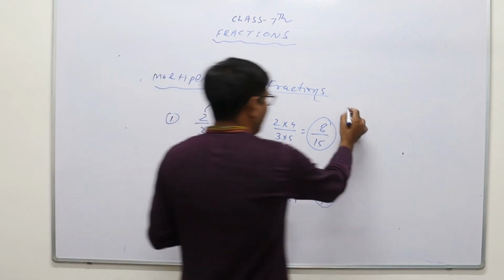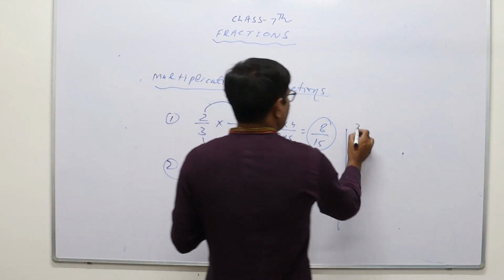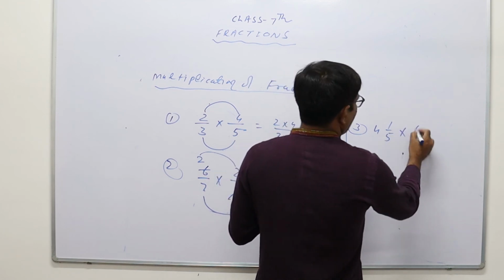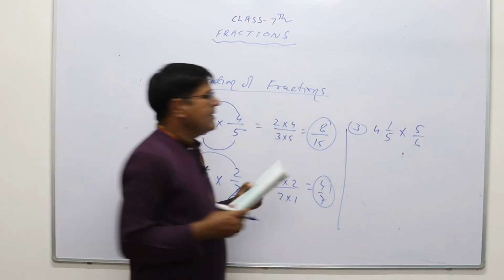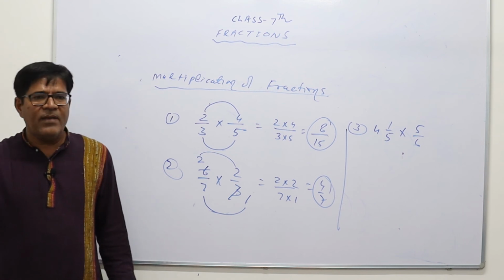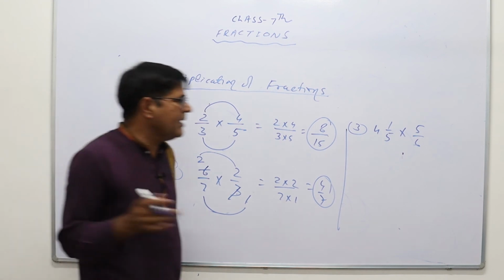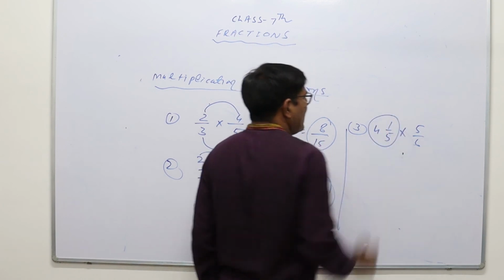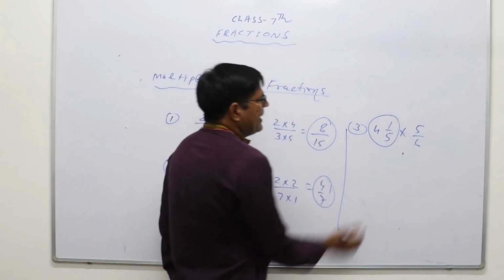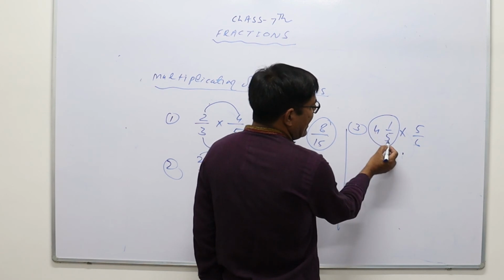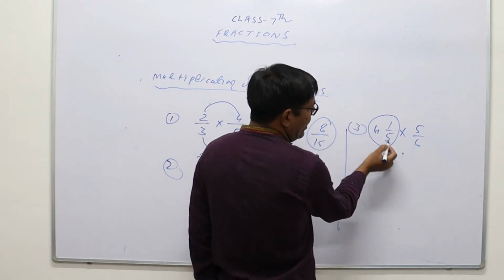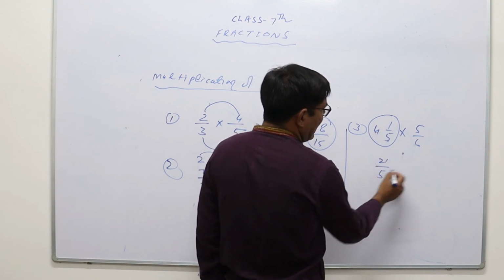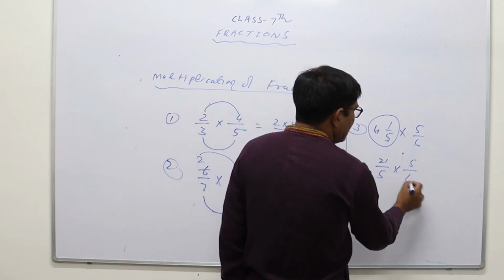Multiply, question number three: 4 whole 1 upon 5 multiplied with 5 upon 6. In these two fractions, one fraction is a mixed fraction. So first this mixed fraction will be converted into a proper fraction. So multiply the whole number 4 by 5. 5 fours are 20 plus 1, 21 upon 5 into 5 upon 6.